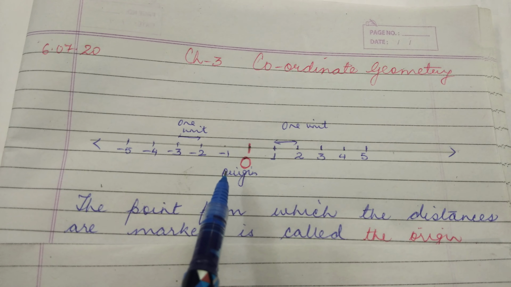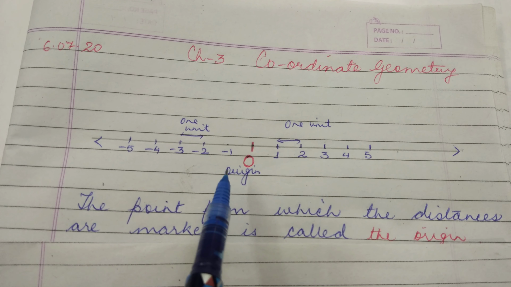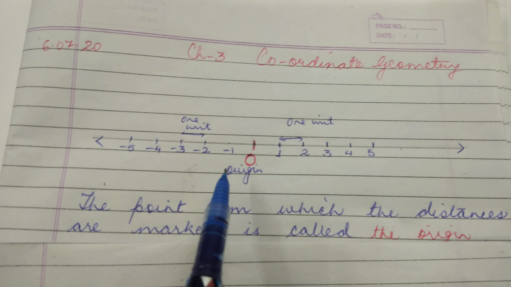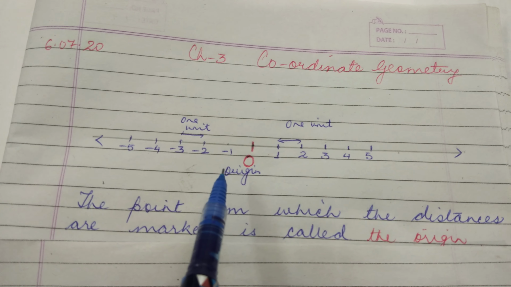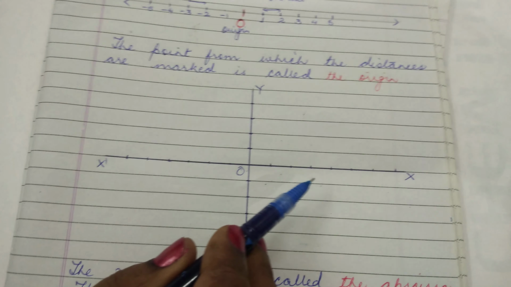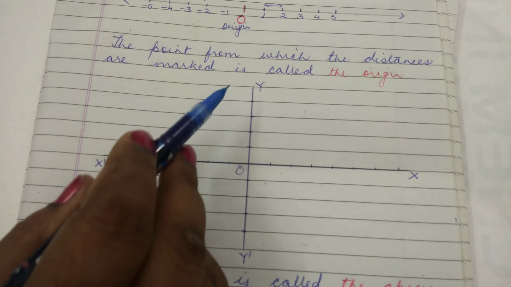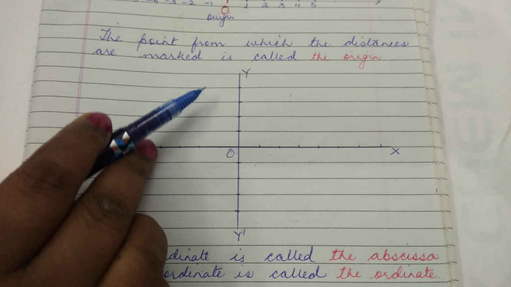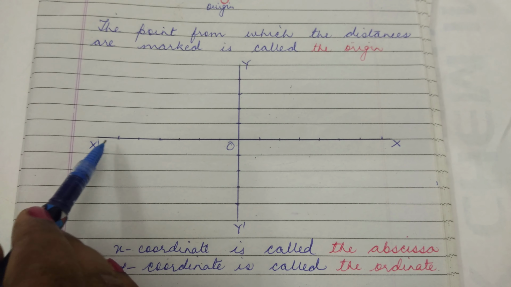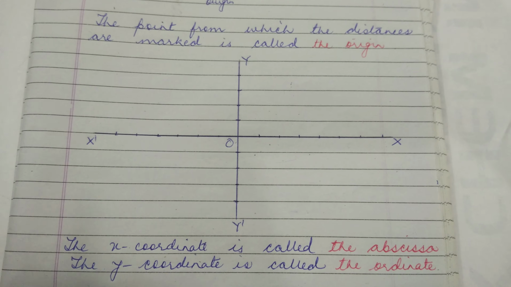René Descartes, the great French mathematician, invented the idea of placing two such lines perpendicular to each other on a plane and locating points on the plane by referring them to these lines. So we take two perpendicular lines. The horizontal line is taken as x dash x, and it is also called the x-axis, and the vertical line as y dash y, and is called the y-axis. So this is the y-axis and this is the x-axis.